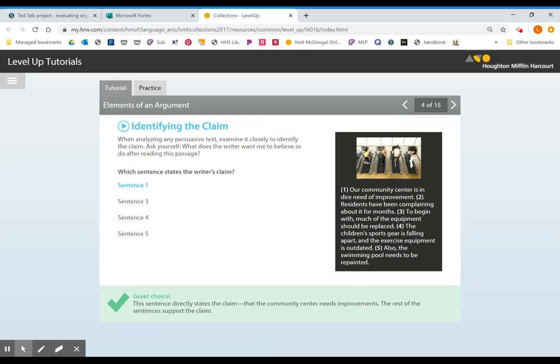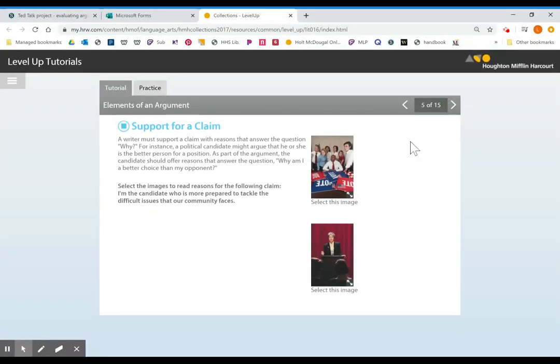Our community center is in dire need of improvement, right? That is their claim. The rest of this is support to prove that claim to be true. They're saying that the equipment needs to be replaced. Sports gear is falling apart. The swimming pool needs to be repainted. Residents have been complaining. That's all support that, hey, our community center needs improvement. So that would be their claim, that first sentence there.